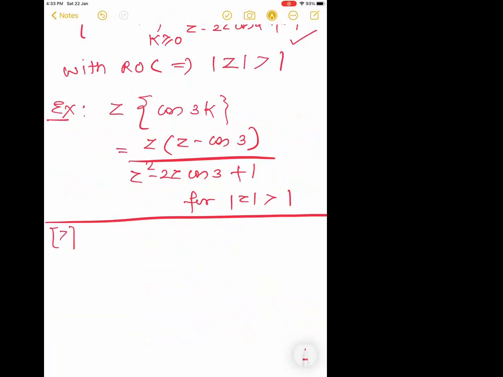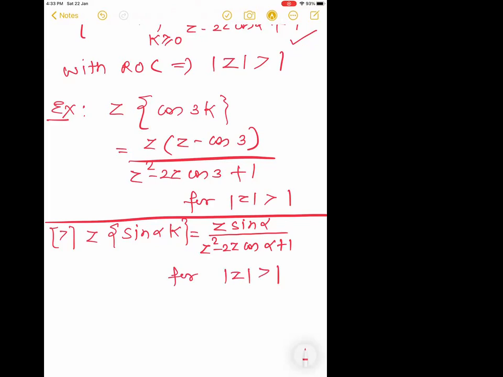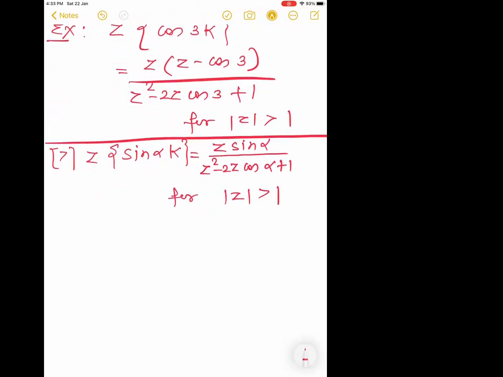So next, you can write down the next standard result. Seventh one, z transform of sine alpha k. I'll give you here the result. You try it at home just for your interest. You can try and get the value as equal to z sine alpha upon z, the denominator is the same for both, z square minus 2z cos alpha plus 1, for region of convergence mod z greater than 1. Only the numerator is different for sine functions.